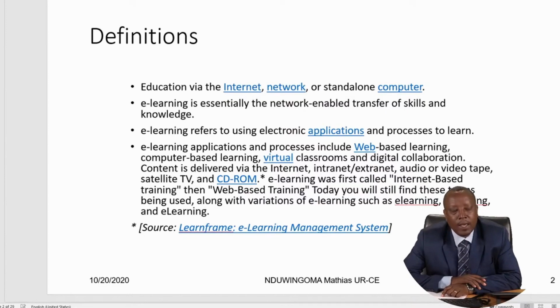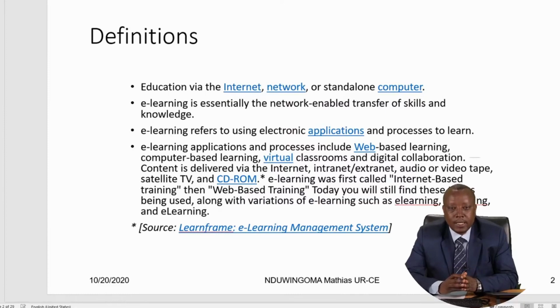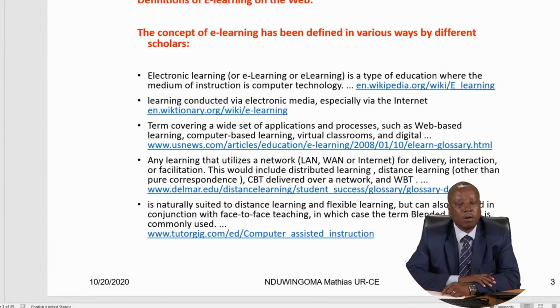So currently we have many, many definitions that people have tried to propose to explain what e-learning is. As you see, education via internet, network, and standalone computers. So if you are providing education via internet, via network, or through a standalone computer, which is a computer not connected to internet, this is e-learning. E-learning is essentially the network-enabled transfer of skills and knowledge. E-learning refers to using electronic applications and processes to learning. All these definitions mean that you learn through electronic devices and electronic applications. So there is no single definition of e-learning.